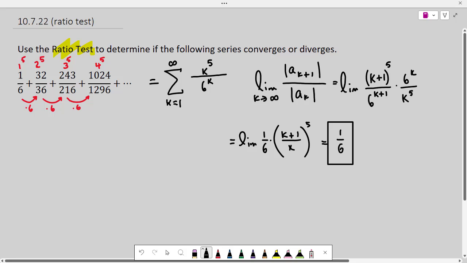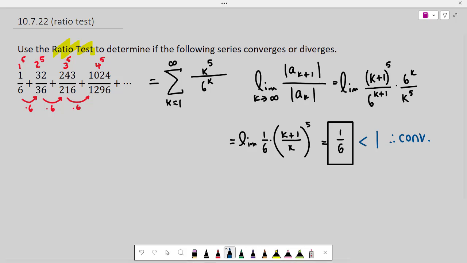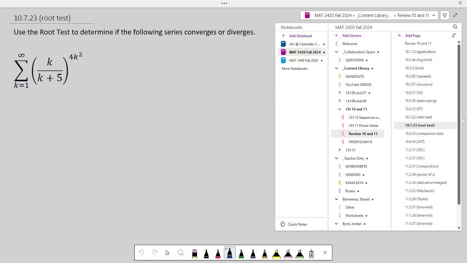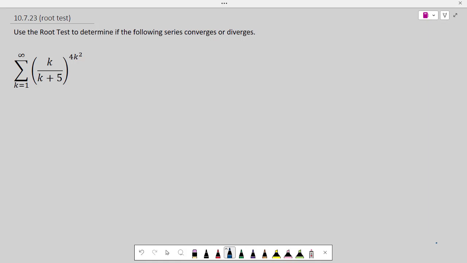Okay, now for the ratio test, what's our conclusion once we have our limit? Therefore, all right, therefore converge, because that ratio is less than 1. So ratio test, root test, geometric series: under 1 converge. Under 1 converge. Speaking of roots, let's do the root test.